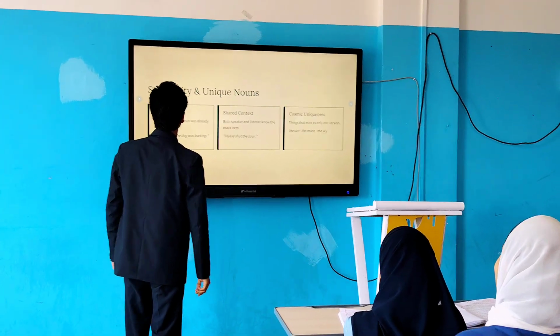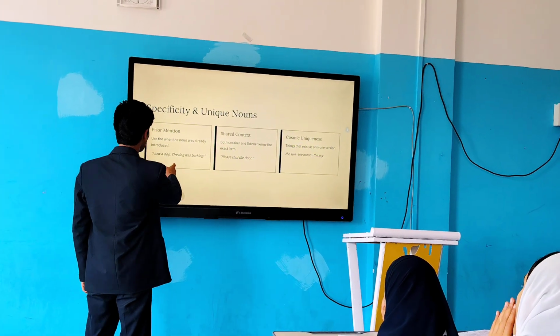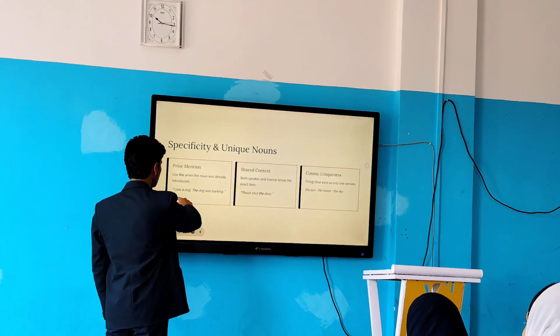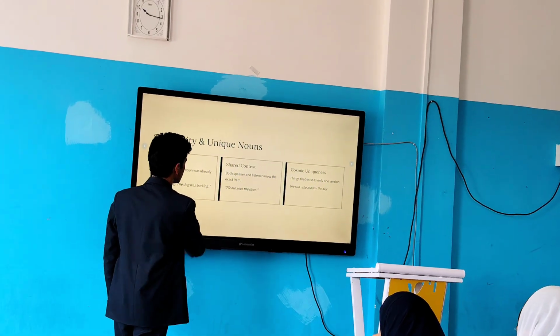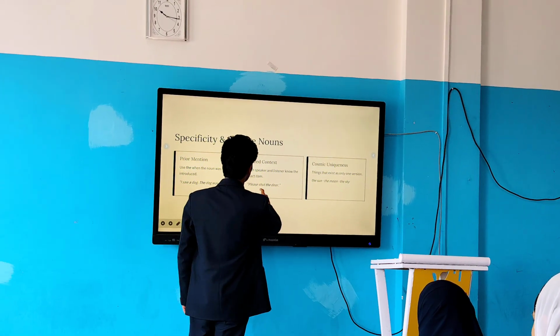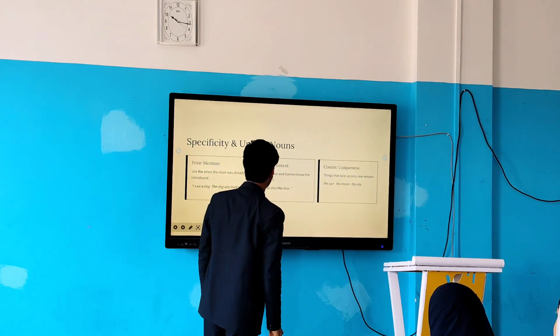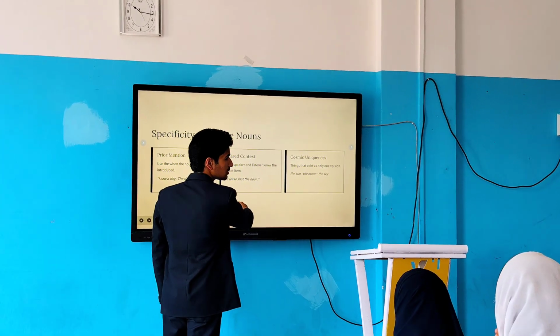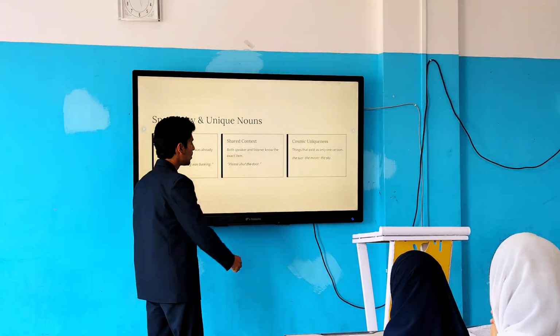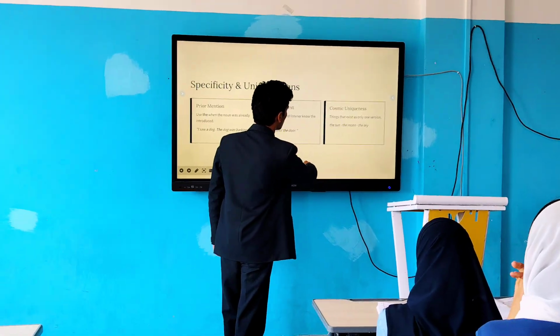Specificity and unique nouns. Prior mention. When we mention a noun before in a sentence and then in another sentence, we use the to talk about the same. Shared context. Both speaker and listener know the exact item. Each has a door. The speaker knows which door he is talking about, and the listener also knows which door the speaker is talking about.